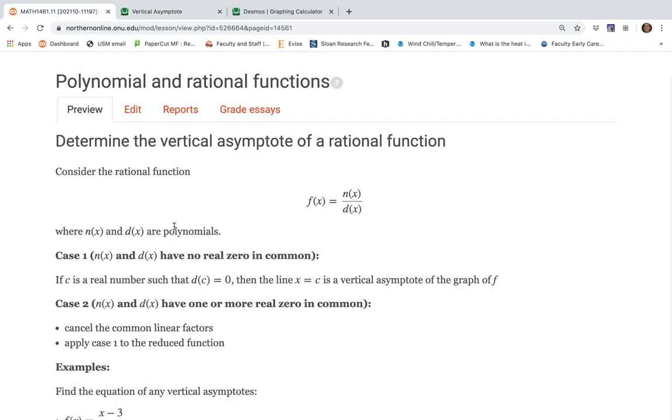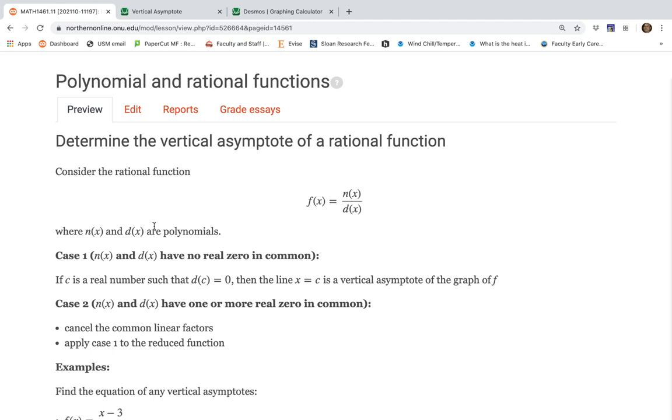On this particular page, we'll learn how to determine the vertical asymptote of a rational function. We have already seen in the graph how to do that, right? But let's discuss how to do it algebraically. Let's consider a rational function. Whenever we have a rational function, that means we have a polynomial in the numerator and a polynomial in the denominator. Let us assume the polynomial in the numerator is n and the polynomial in the denominator is d. So how do you find the vertical asymptote for this rational function?